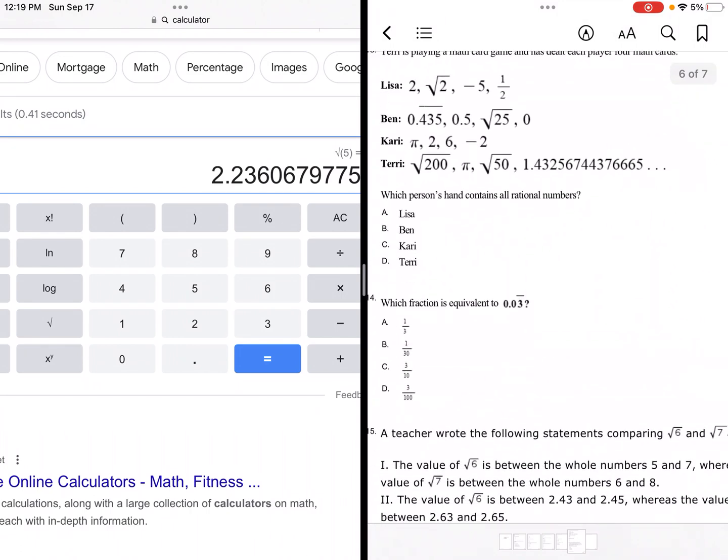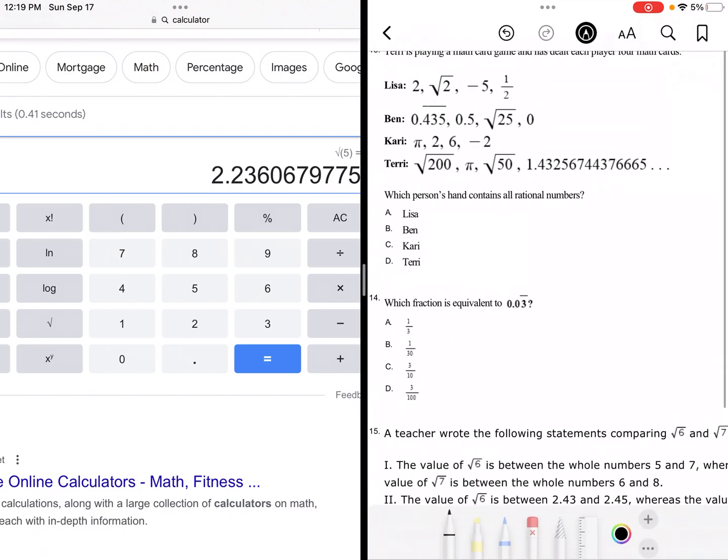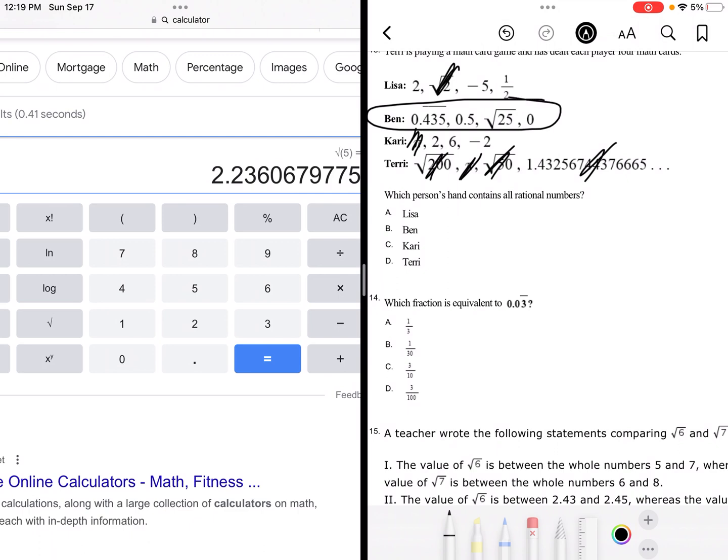Okay, card game that has all rational numbers. So that's irrational. That's irrational. Irrational, irrational, irrational. So the only one that was completely rational was Ben.